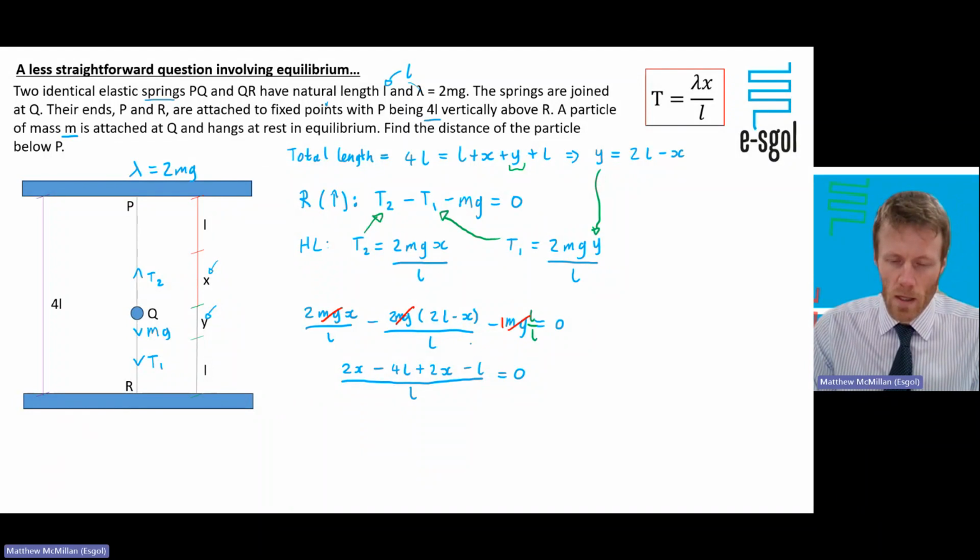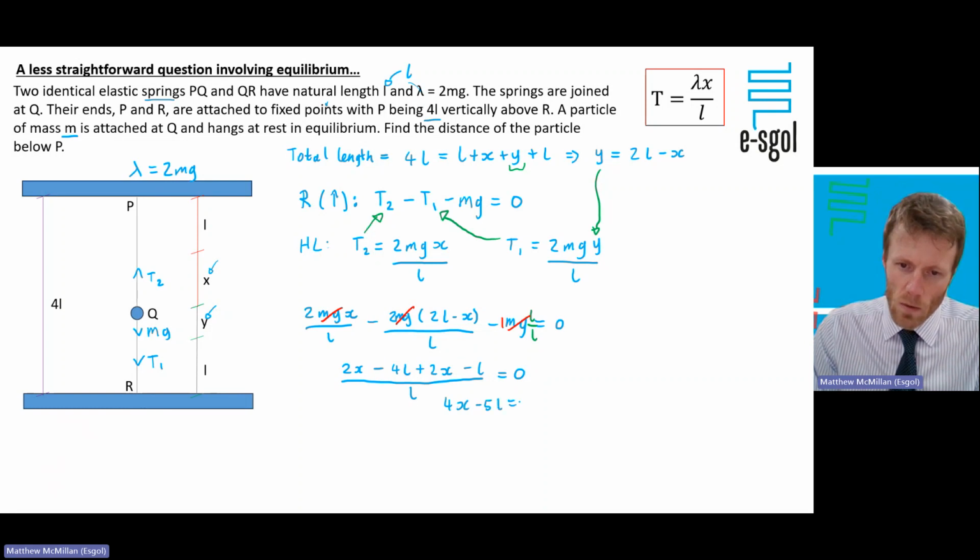If we think about this, we only need to think about the numerator here, equal to 0. So what have we got? 2x plus 2x is 4x, minus 5L, and that will equal 0. So that gives us 4x equals 5L. So x is equal to 5 over 4L.